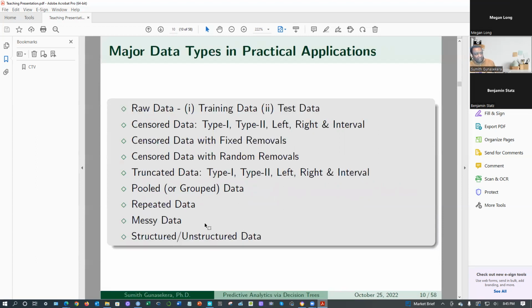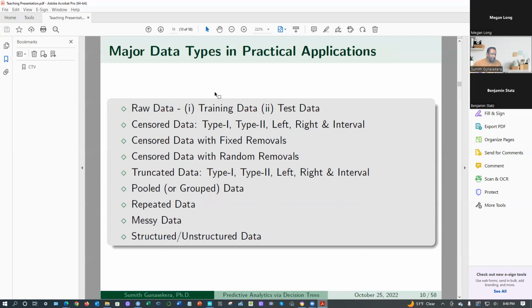These are the data that you haven't seen yet, the real data. Raw data, you know this one. There are training and test data types. These are heavy: sensor data type 1, type 2, left, right interval. Sensor data with fixed removal. Sensor data with random removal. Truncated data. Pool data. Group data. Repeated data. Messy data. Structured data. Unstructured data. Especially in machine learning, when you utilize these data frameworks, it is heavy.